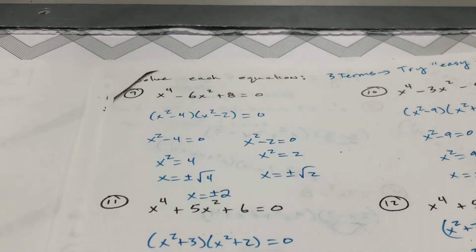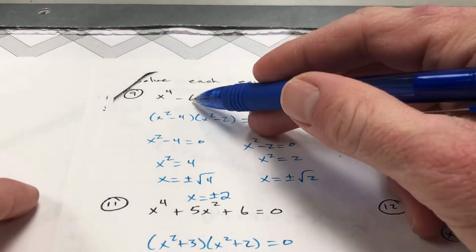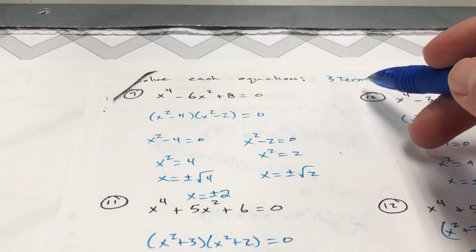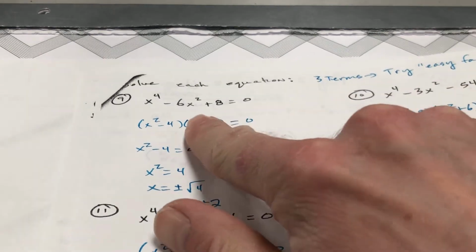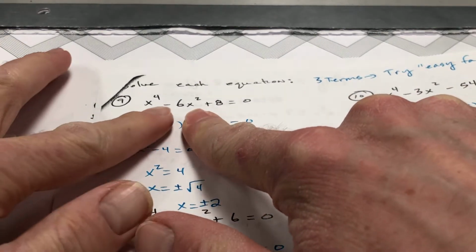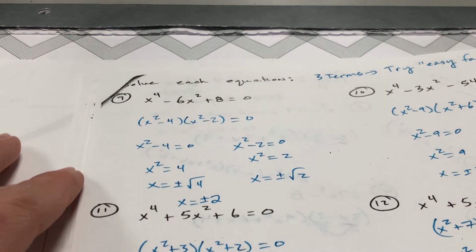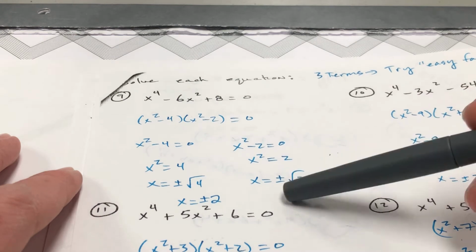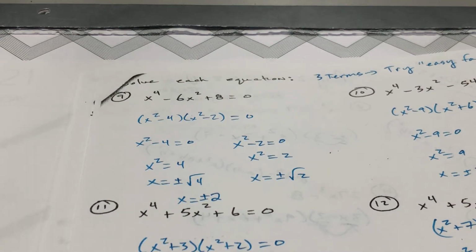All right, so on the next one, we have what multiplies to 8 and adds to a negative 6? Negative 4, negative 2. All right, so I got x squared minus 4, x squared minus 2 is 0. Cover-up method tells me that x squared minus 4 is 0, x squared minus 2 is 0. And then I just go about solving. X squared is 4, take the square root of 4. X squared is 2, take the square root of 2. Again, plus or minus for both.